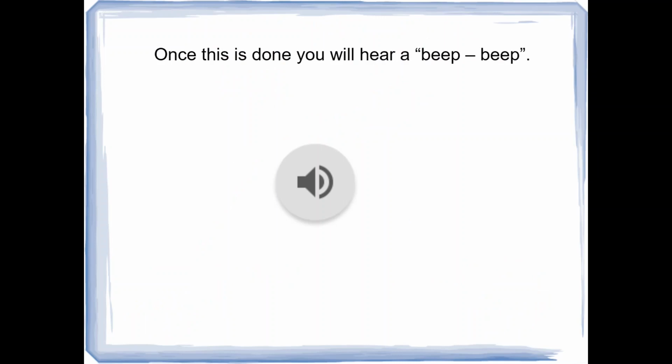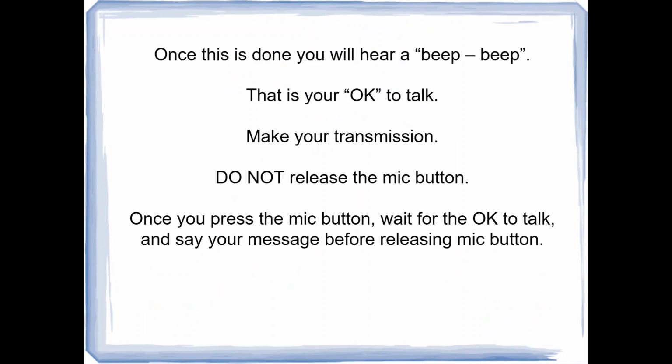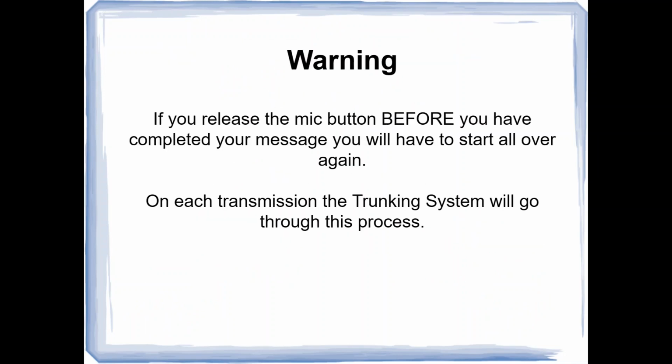Once all this is done, you will receive a beep beep, which tells you it is okay to talk. The beeps are your okay to talk signal. Make your transmission. Do not release the mic button. All this must be done while you are pressing and holding the mic button. If you release the mic button before you have completed your message, you will have to start all over. On each transmission, the trunking system will go through this process.